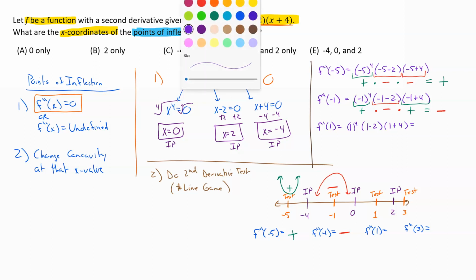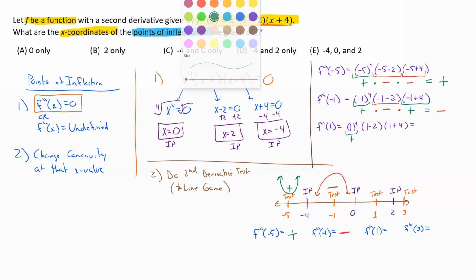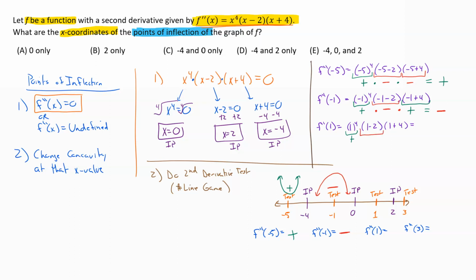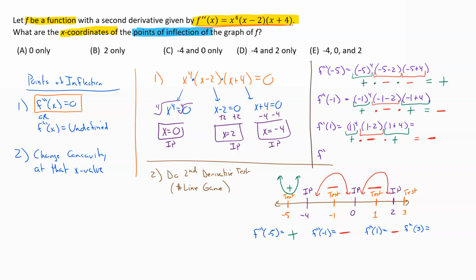So coming back through this, 1 to the 4th, that is still positive like always. 1 minus 2, that's going to give me a negative. And then 1 plus 4 is going to give me a positive. And so here I see, multiplying these signs together, I end up with a positive times a negative, which is going to equal a negative. So between 0 and 2, this is negative and concave down like a frown.